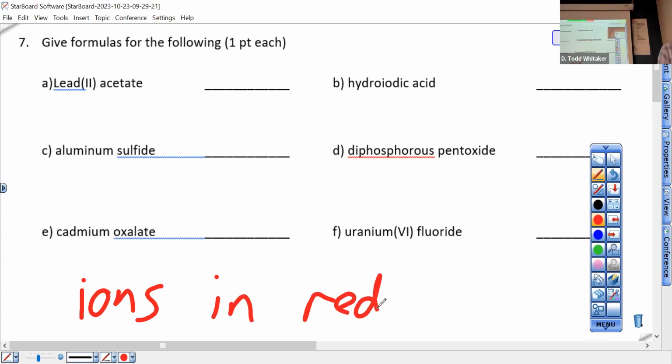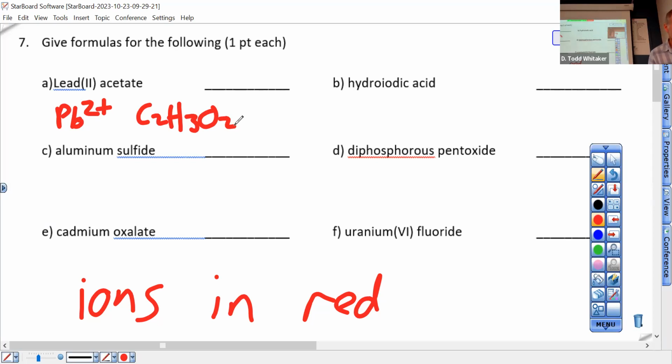What's the lead II ion? I need a formula and a charge. We're only going to do the 12 ions first. Pb with what charge? 2+. Acetate, the ion. C2H3O2 with what charge? Careful. It's the second most important. Well, they're both equally important.